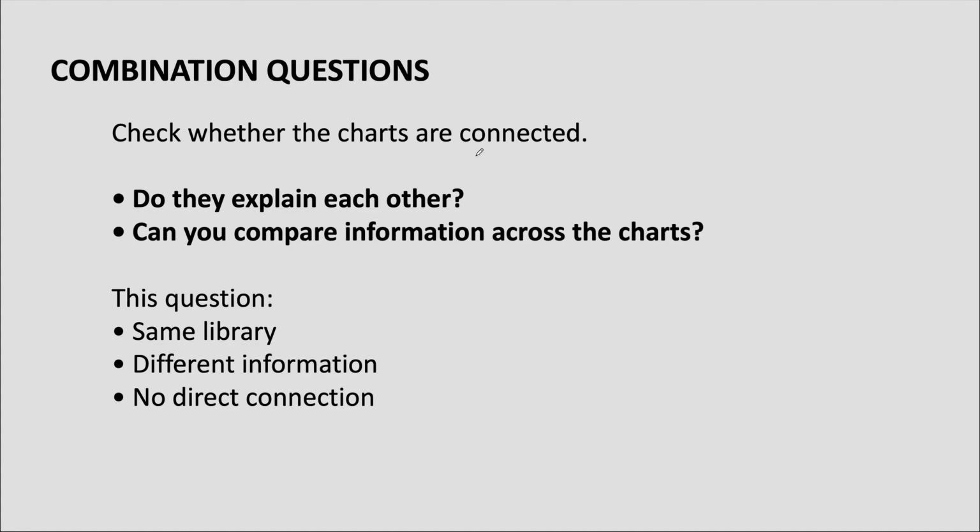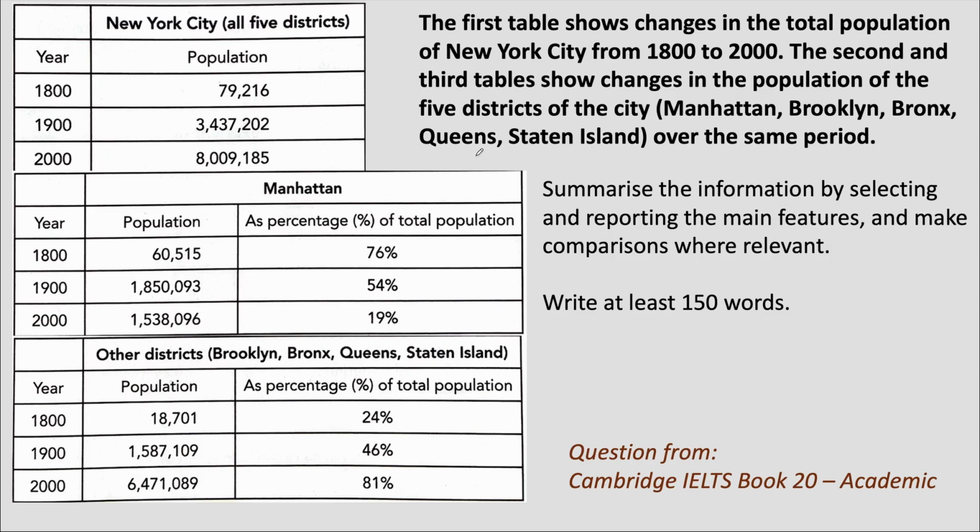One more thing we check in combination questions is whether the charts are connected. If they are, we should try to mention that connection in our report because that's often the comparison the question asks for. For example, in this question from the same book, the total population of New York increases over this period. But from the second table, we can see that Manhattan's share is decreasing. So that's the kind of comparison we should include when different charts are connected.